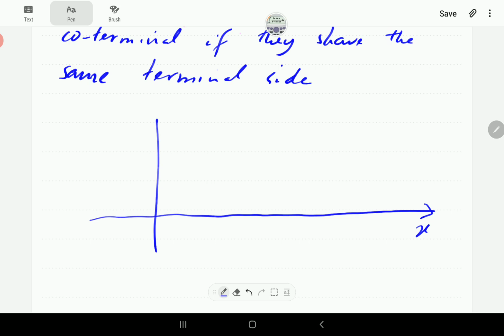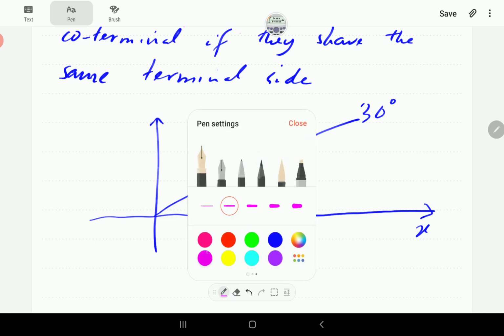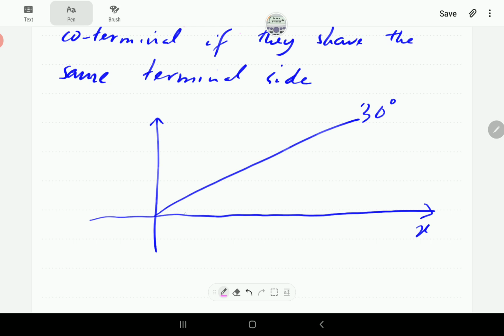So if we have an angle, suppose this is the angle 30 degrees. So it's 30 degrees. If we get to this terminal side like that, because we know this is going to be 0 degrees, 90 degrees here, 180 degrees, 270 degrees, and so it means 0 is the same as 360.